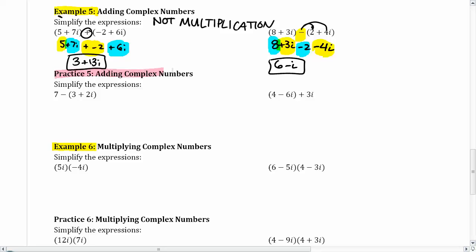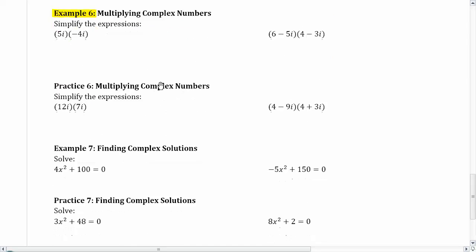Okay, these practice are up to you. Example 6. Multiplying complex numbers. Simplify the expressions. Well, you need to remember this one thing.